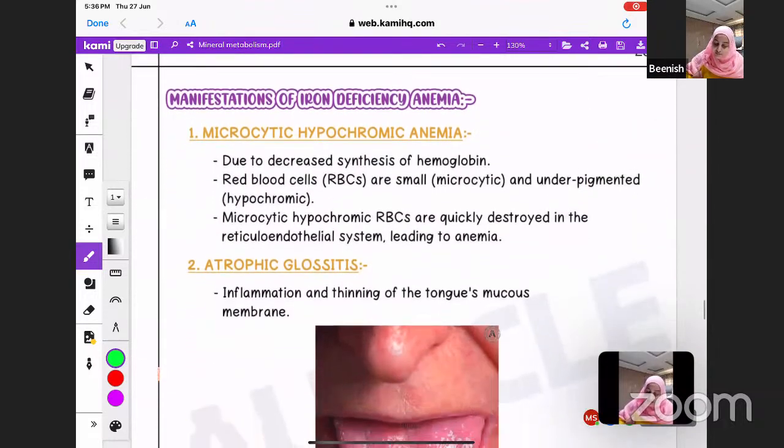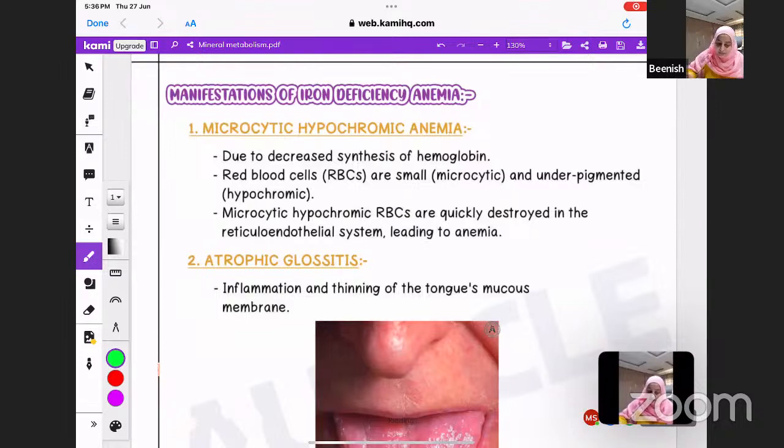Now talking about the manifestations of iron deficiency anemia. So it is manifested as microcytic hypochromic anemia. Microcytic, that it is small, and hypochromic, that is less pigmented. Okay, so due to decreased synthesis of hemoglobin, as you have less iron, your erythropoiesis is going to be impaired, and as a result your hemoglobin is going to be decreased. So your red blood cells are small, microcytic, and underpigmented, that is hypochromic. Now, microcytic hypochromic RBCs are quickly destroyed in the reticuloendothelial system, leading to anemia.